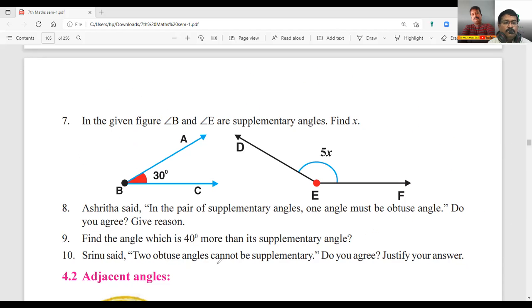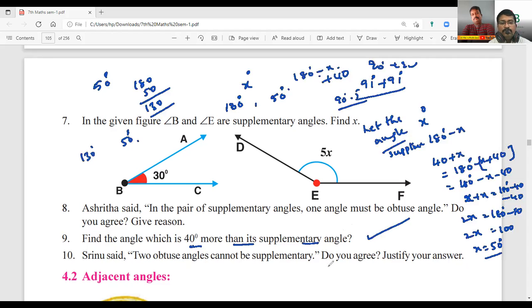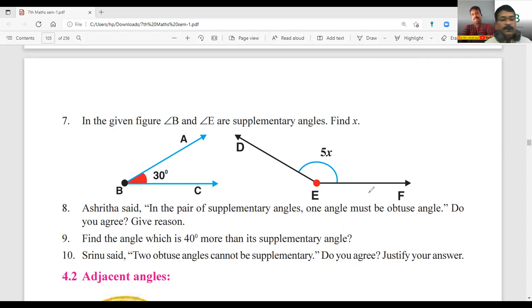So Srinu said two obtuse angles cannot be supplementary. Do you agree? Yes. So 91 plus 91. Two obtuse angles are at least 90 point something each, and 90 plus 90 is 180. So 90 point something plus 90 point something is above 180. That's why we do not agree. Yes, we can justify our answer taking 90.5 or 91, whatever it may be.